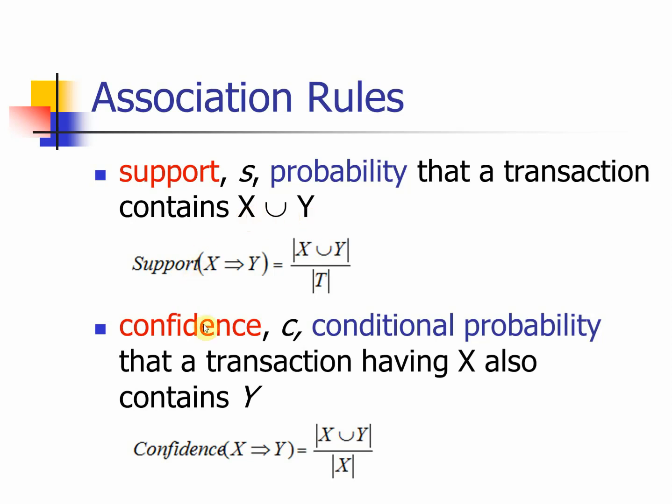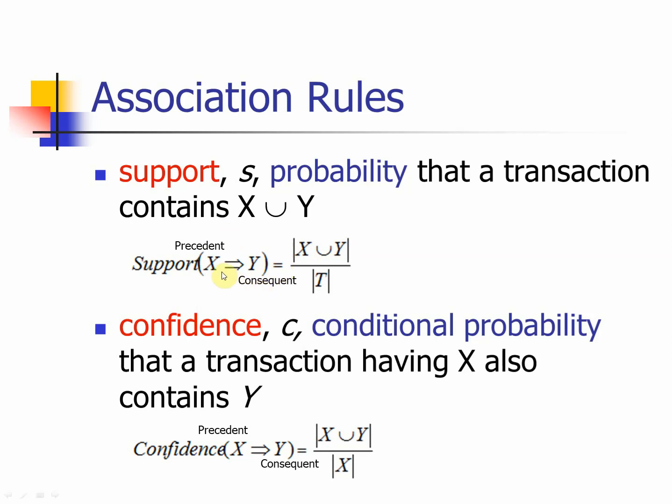Now, we want to focus on the confidence in this video. The confidence is the conditional probability that a transaction having X also contains Y. Let's look into the two equations a little bit more. The first one, which is the one that we discussed, we're using the support indicating when X and Y occur together. The X is what we call the precedent. The Y is what we call the consequent.